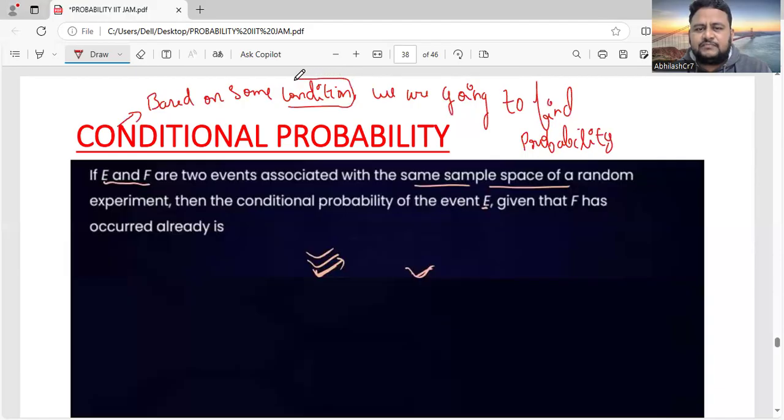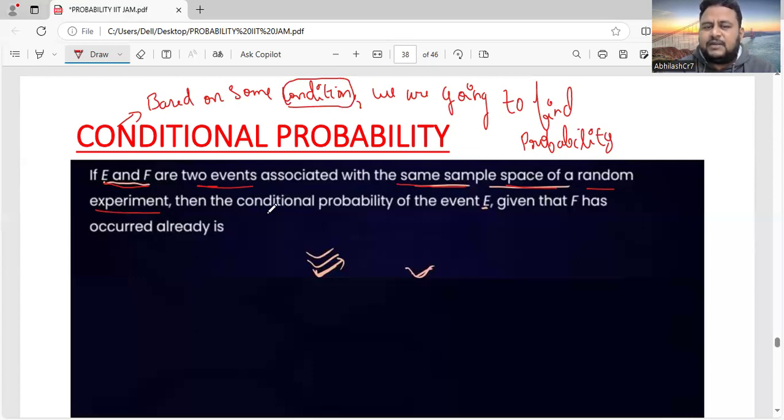So what is this condition we are talking about? Let us see. Suppose E and F are two events associated with the same sample space of a random experiment. A random experiment can be tossing a coin or tossing a dice. The events E and F should be associated with the same sample space, which means the same experiment.